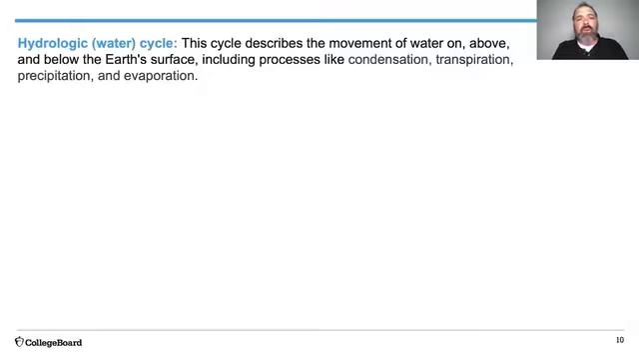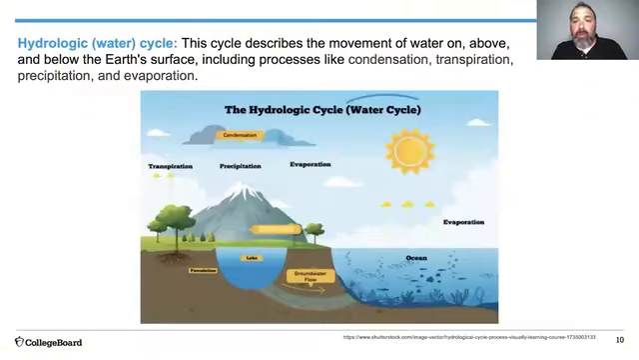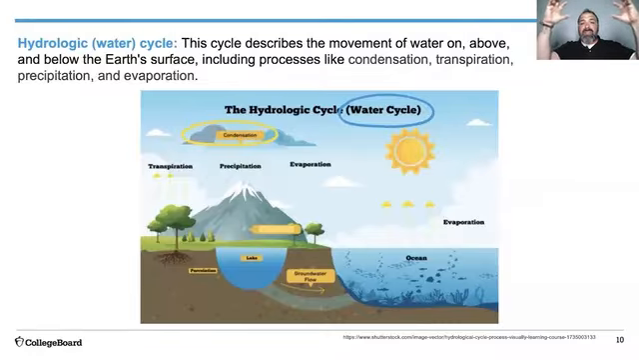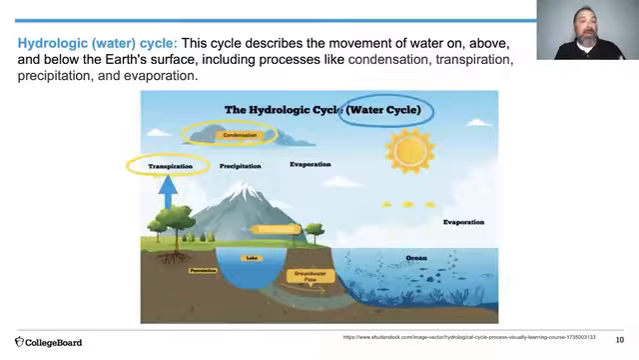So let's look at the water cycle, or hydrologic cycle. This cycle describes the movement of water on, above, or below the Earth's surface, including processes like condensation, transpiration, precipitation, and evaporation. So here's a picture. Again, we're focusing on the water cycle. Condensation, right? That moisture is condensing up in clouds in the atmosphere. We've got transpiration, where moisture or water is given off by plants. Transpiration can be impacted by humidity, if there's not enough moisture.